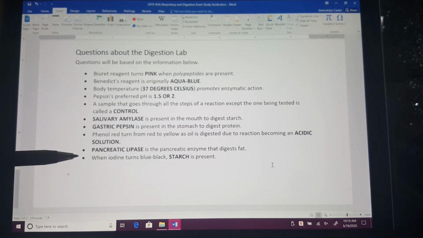Here's another indicator, the iodine. Iodine is normally brown, but it will turn black when there is starch. We had issues with this for the lab, but you did see that it did turn that blue-black color when you placed it into the test tube.